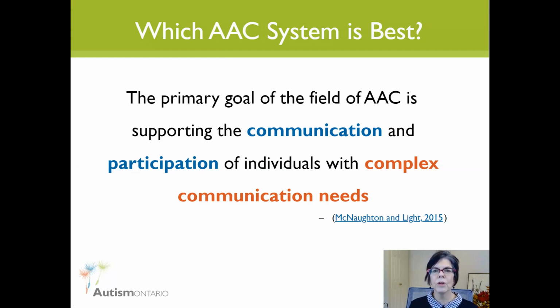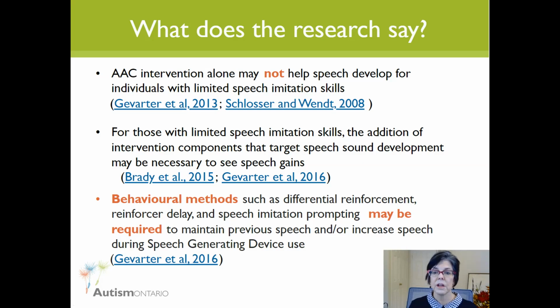So which system is best? The primary goal of the field of AAC is to support communication and participation for individuals with complex communication needs. So those are the people that we're really talking about in this 5-part series. And we're really talking about using systems, technology, other materials to support their participation through communication, which is a basic fundamental human right. So very important.